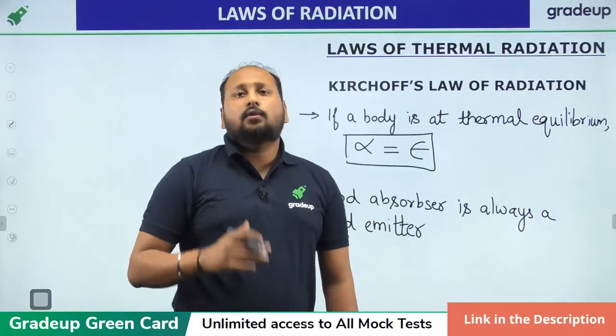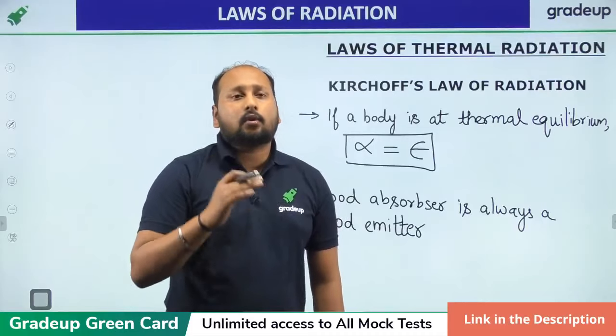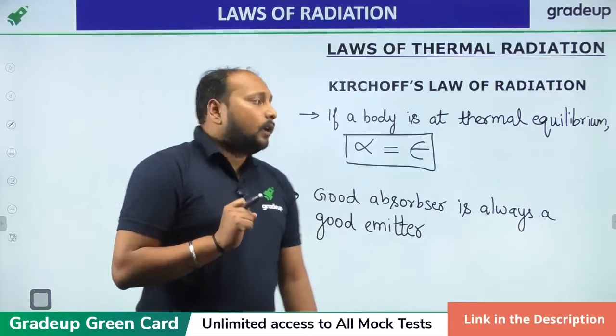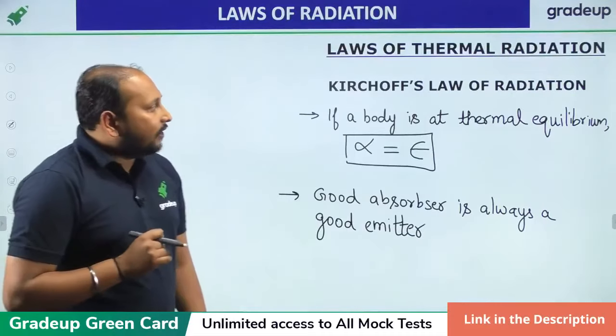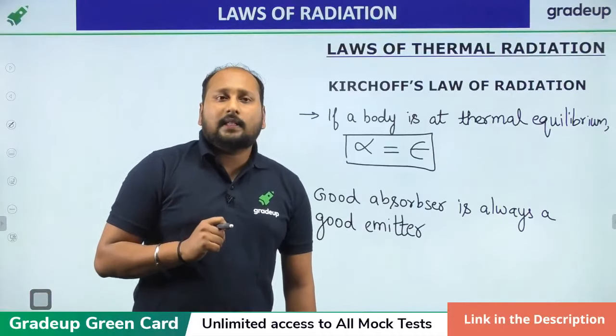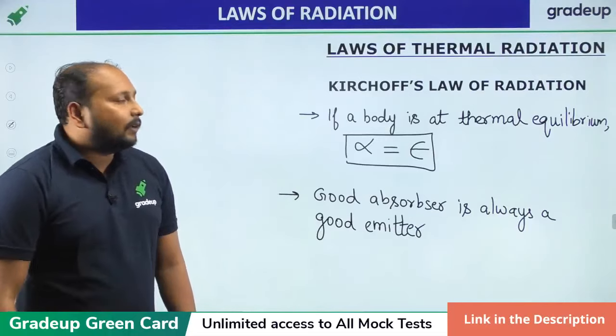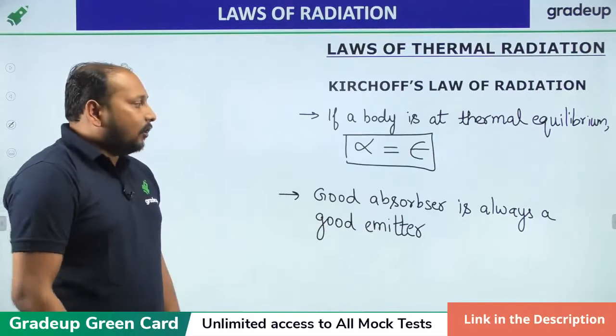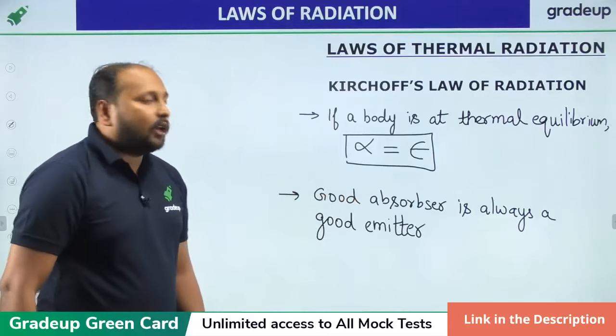At this stage, you should be applying that concept. You need to solve as many problems as you can if you are going for GATE 2020. Clear? So coming back to this, Kirchhoff law of radiation: if a body is in thermal equilibrium with the surrounding, the absorptivity will be equal to the emissivity of that body. So by this statement, I can also say that a good absorber is always a good emitter.